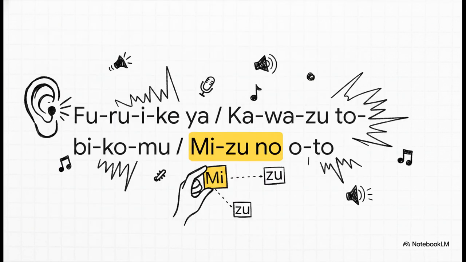Let's just listen to the original Japanese, broken down syllable by syllable. Furui ke ya, kawazu tobikomu, mizu no oto. When you slow it down like this, you realize every single one of those sounds was a deliberate choice. And those choices have a physical effect on us when we hear them.